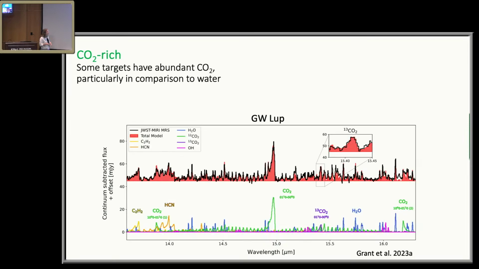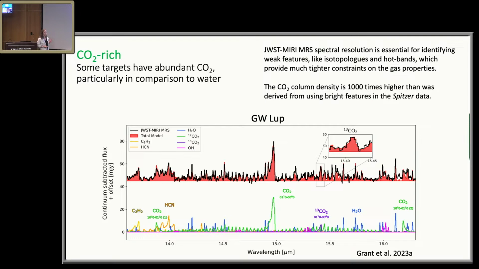And so if we then show the data in black relative to a model, we can see what sort of species are emitting here. You can see that we're detecting C2H2, HCN, of course the bright CO2 that was seen with Spitzer. We're detecting water, and we're detecting weaker features. And these weaker features, these really small wiggles in the spectra, are where we can get so much science done.